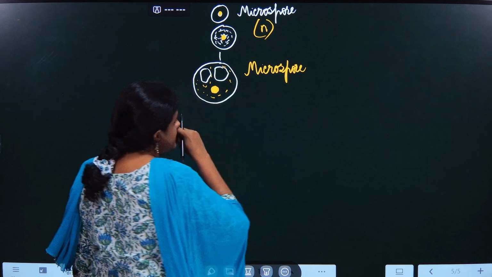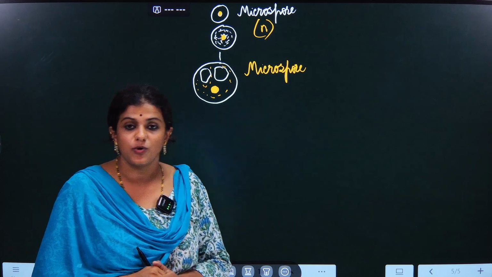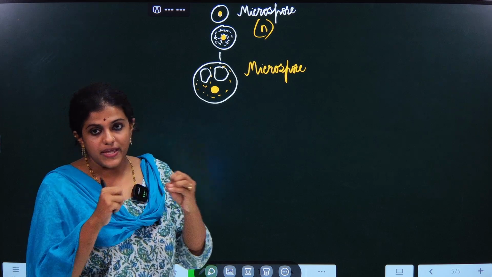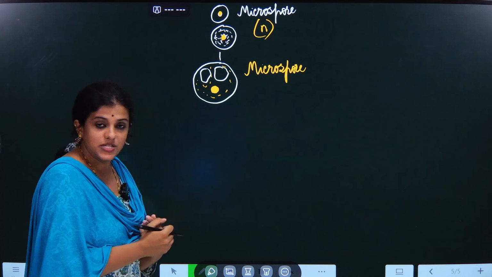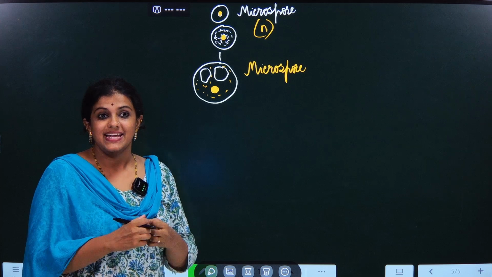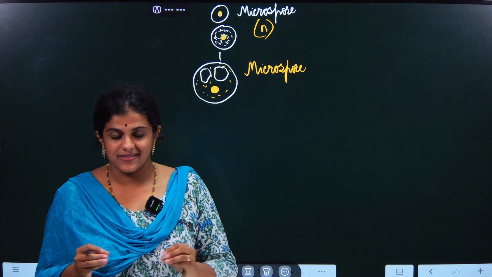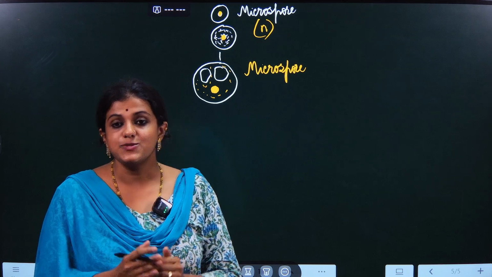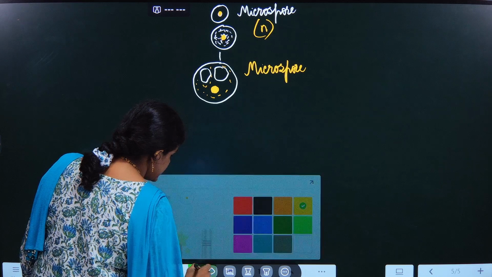Now the microspore nucleus will undergo equal division, like it will undergo mitosis, the nuclear division also will happen. But the cells which are formed are of unequal size. The nucleus is equally divided, equal proportion of materials are there, but the cells which are formed as a result are unequally divided. So how do I draw this?